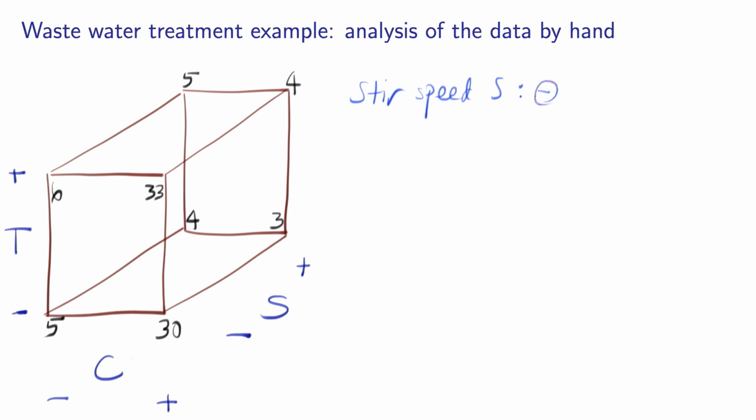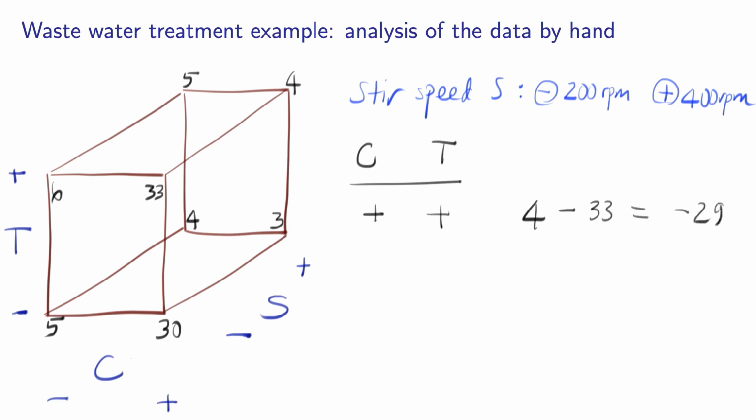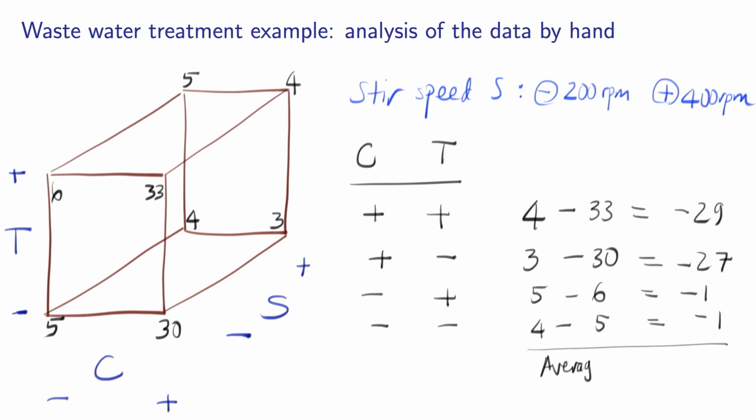Lastly, let's take a look at the effect of stirring speed S. Along the 4 diagonal axes, we have 4 minus 33 up here, 3 minus 30 down here, 5 minus 6 here, and 4 minus 5 over there. The average of those differences is negative 14.5, and if we report half of it, that's minus 7.25.